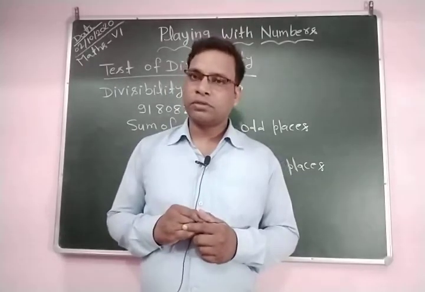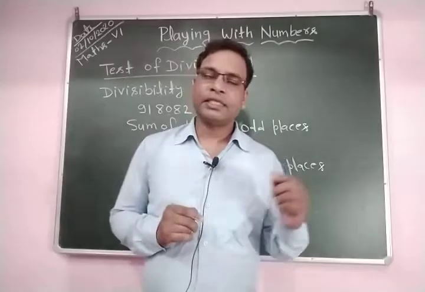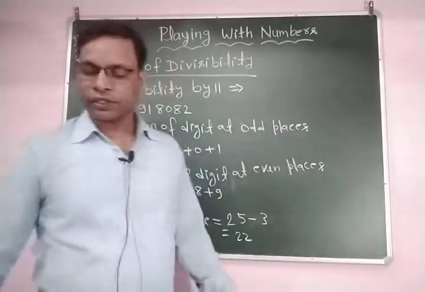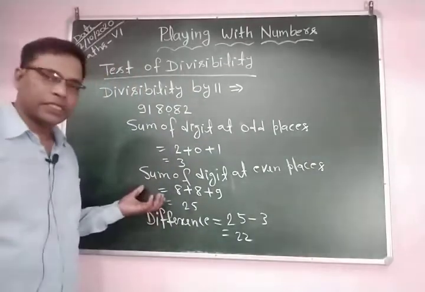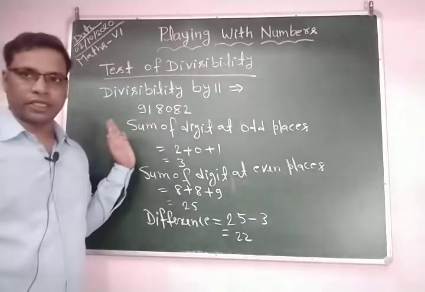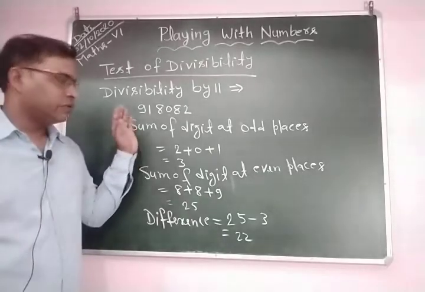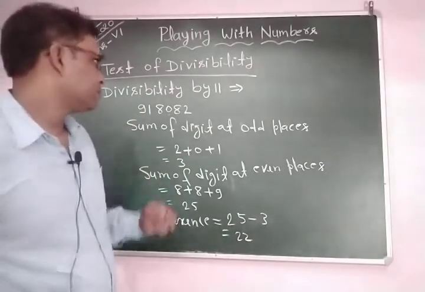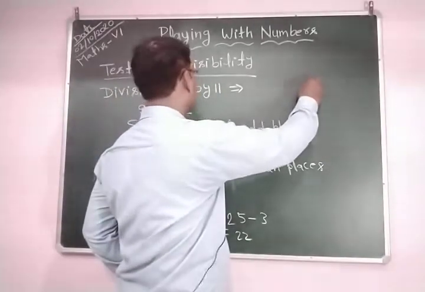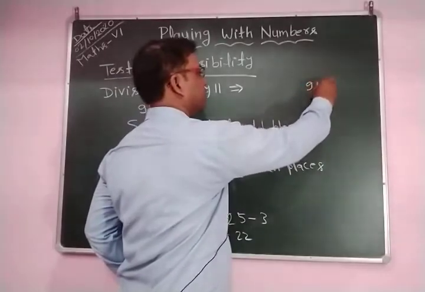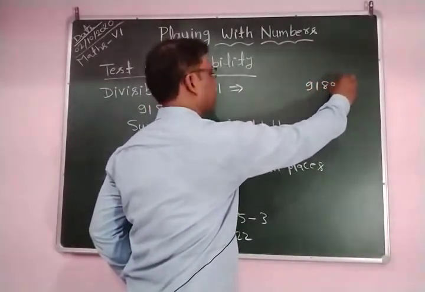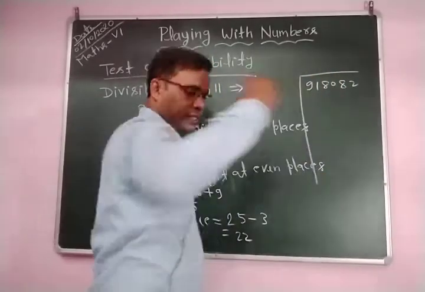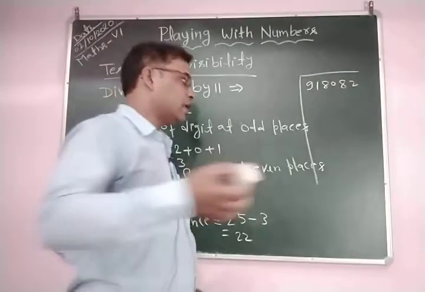Now we check by the actual division method whether this number is divisible by 11 or not. According to the test, it is divisible by 11, and I have no doubt, but we want to check it by actual division. This is our given number, 918082. I hope all of you know how to divide.